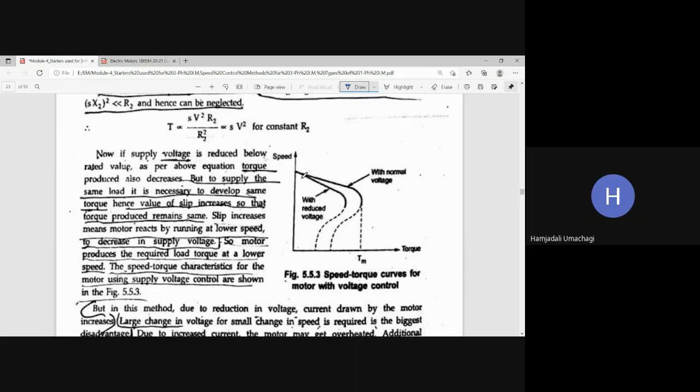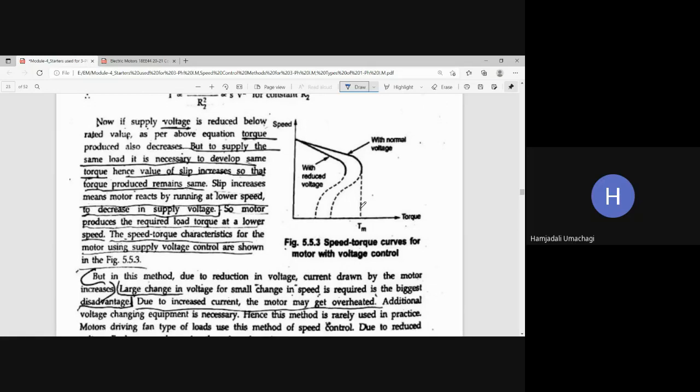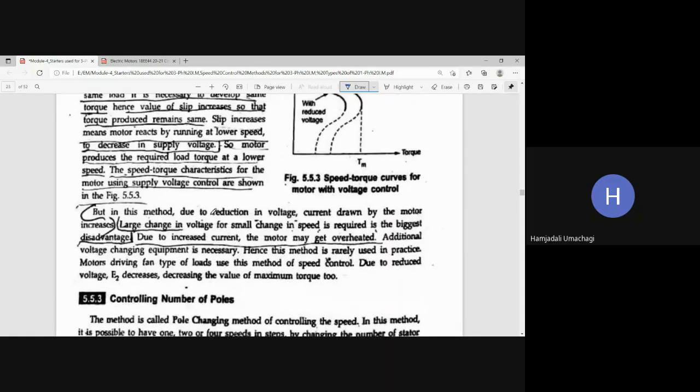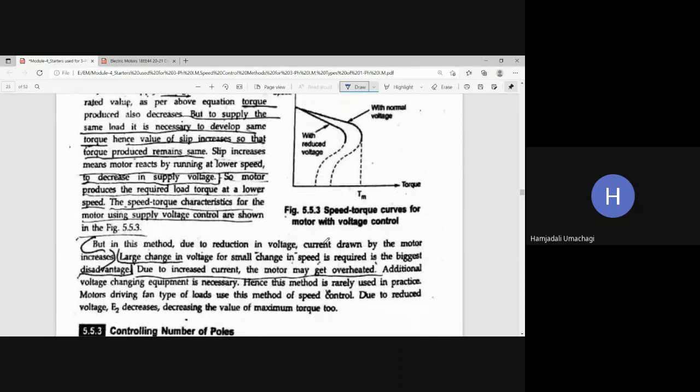So on applying the reduced voltage, the speed has been reduced. Okay, so this is the speed torque characteristics. But in this method, due to the reduction in the voltage, the current drawn by the motor increases.